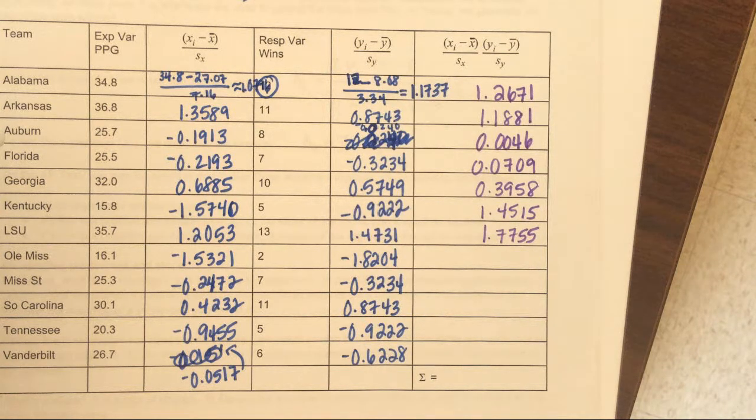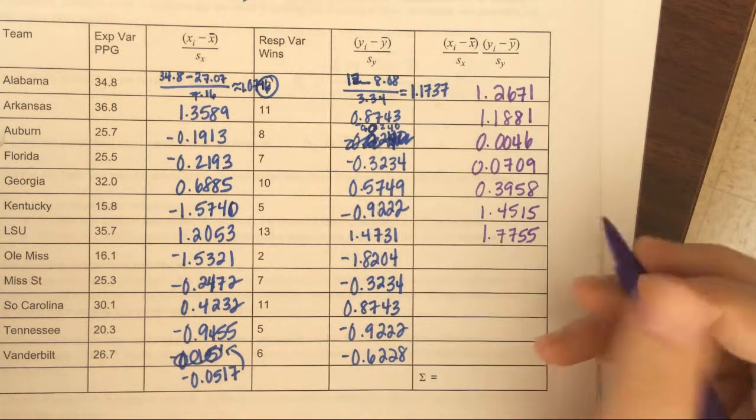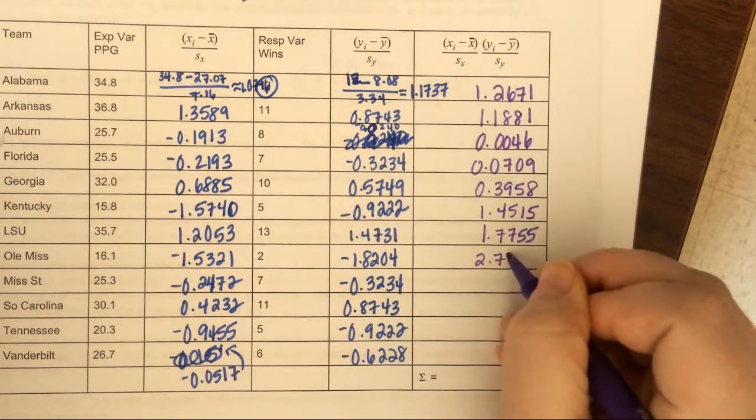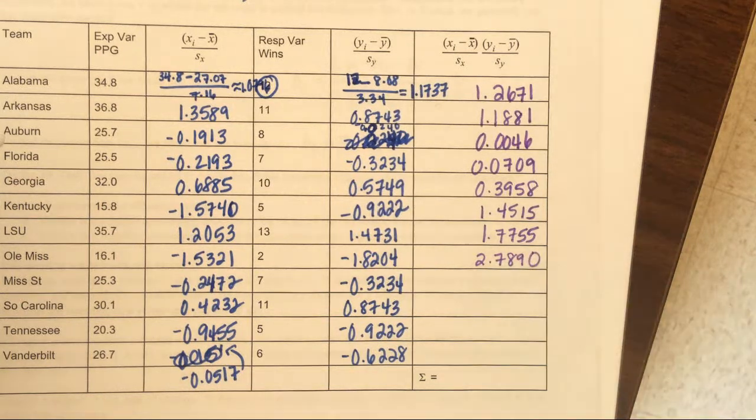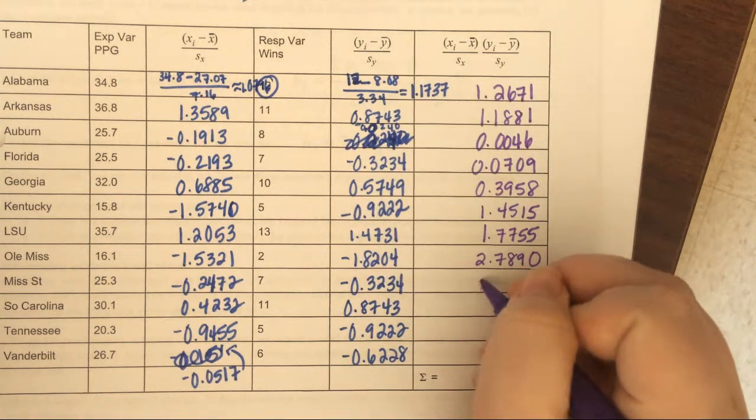Negative 1.5321 times negative 1.8204, we get positive 2.7890. It was 78903. Sally's right. You don't have to write the 0, but I just like to. I just like to. Negative 0.2472 times negative 0.3234.